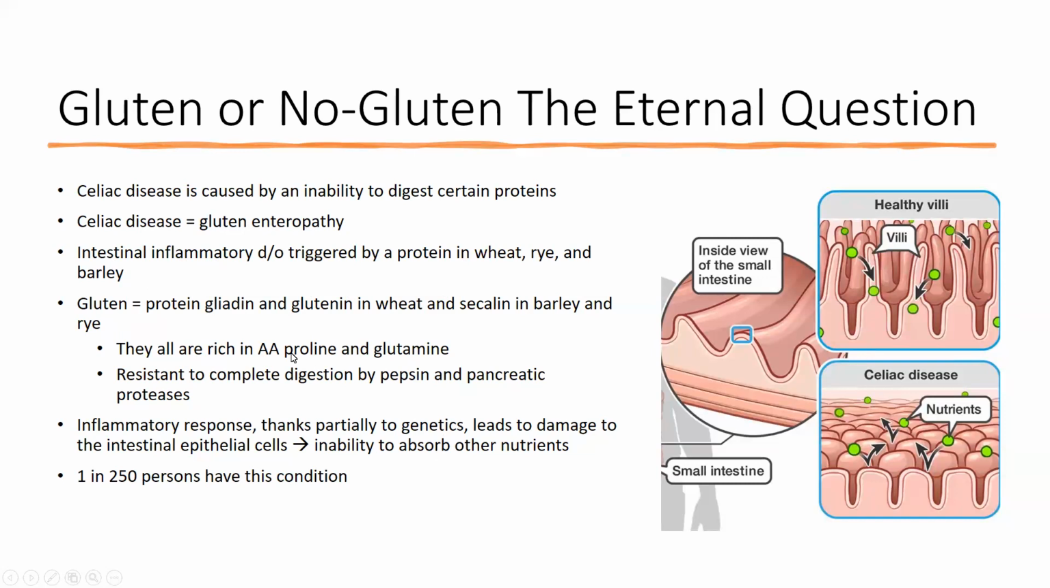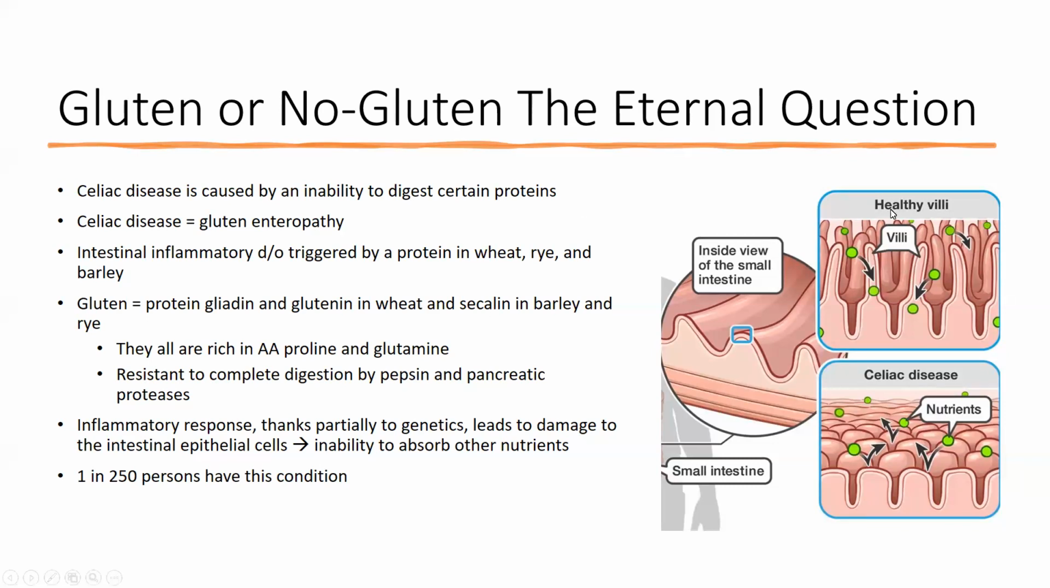All of these proteins have a lot of proline and glutamine amino acids in their structure. And so our body will see complete digestion resistance by pepsin and pancreatic proteases, which then leads to inflammation. There's a genetic component there that can damage our intestinal epithelial cells, which affects our absorption of other stuff. So it's this big inability to absorb cascade.